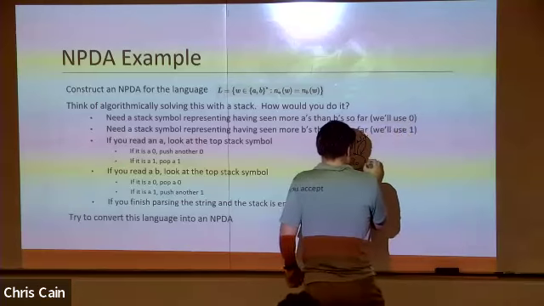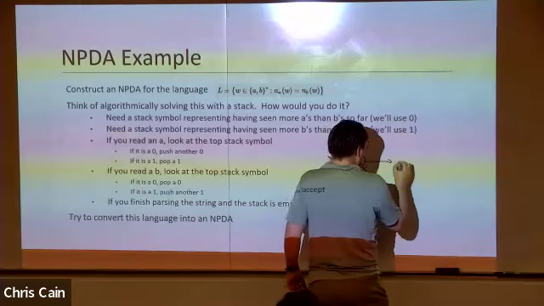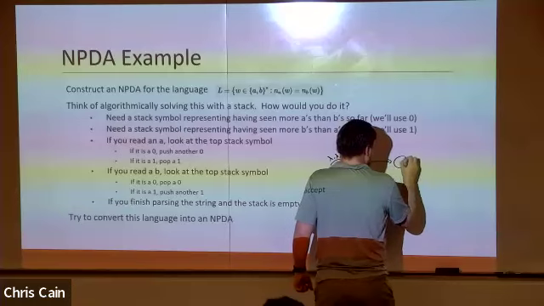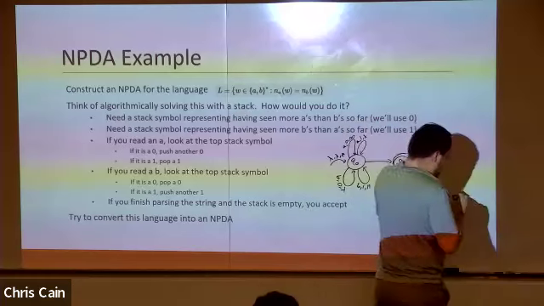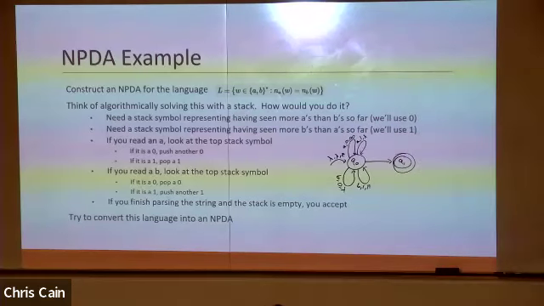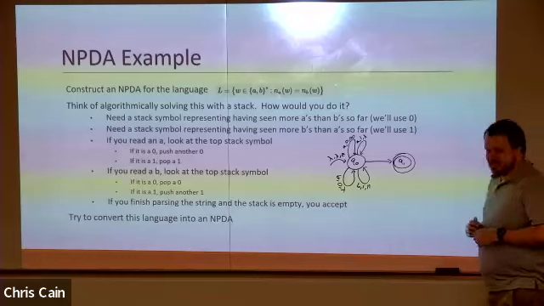Finally, we're going to be able to make a transition from Q0 to a final state, Q1. What does that transition look like? When can we make that transition? On lambda when the bottom is Z.